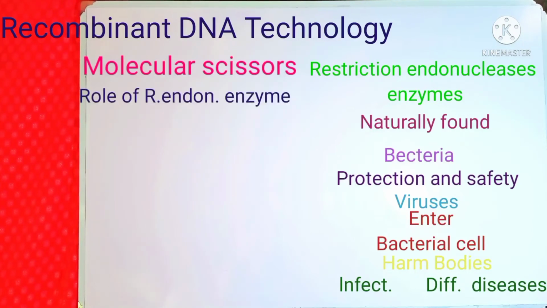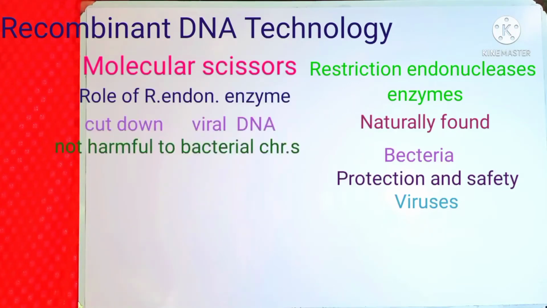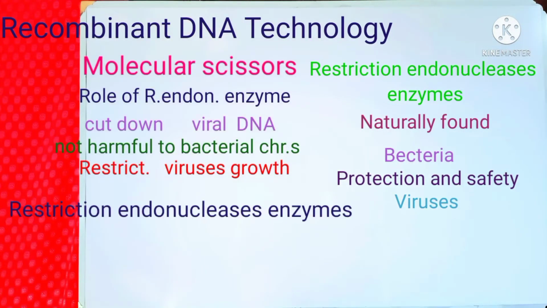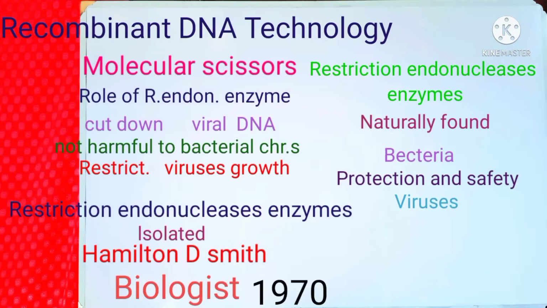In bacteria, the role of restriction endonuclease enzymes is that these enzymes cut down the viral DNA but do not harm the bacterial chromosome, as these enzymes restrict the growth of viruses. So these are known as restriction endonuclease enzymes. The first restriction enzyme was isolated by Hamilton O. Smith, a biologist, in 1970 when he was working at Johns Hopkins University.